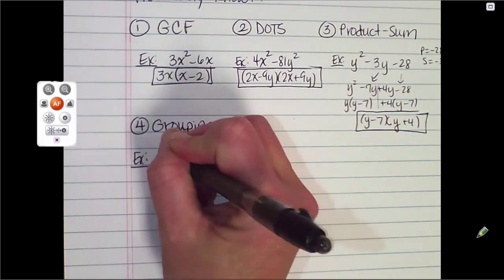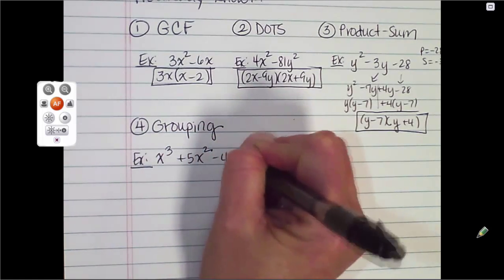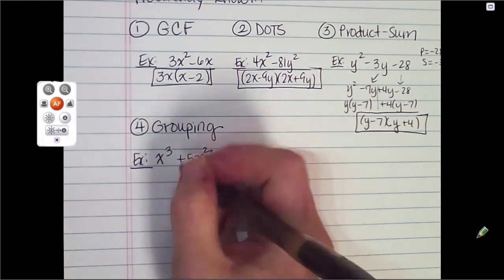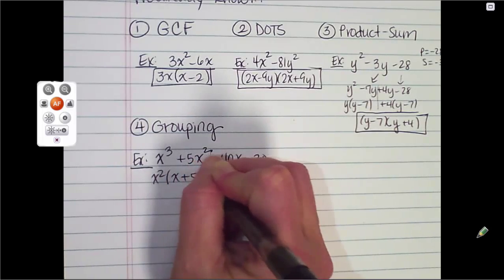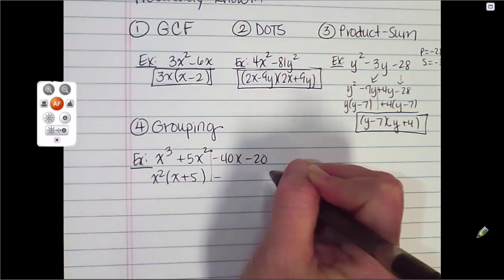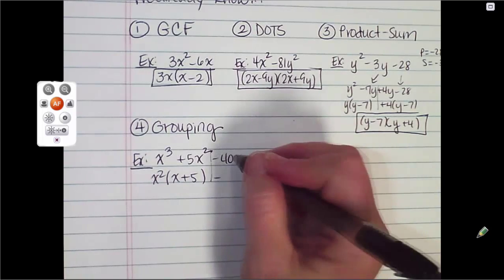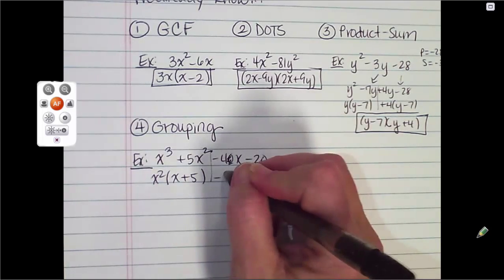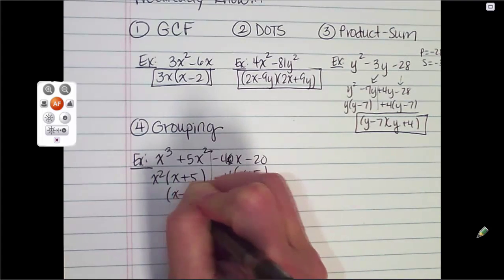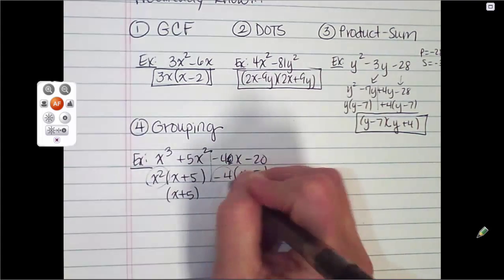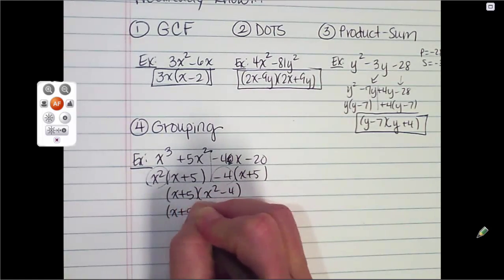In factoring by grouping, we already have 4 terms. For example, we could have x cubed plus 5x squared minus 4x minus 20. So we automatically split the middle and take out a GCF on each side. On the left, that's x squared, and I'm left with x plus 5. On the right, it would be negative 4, and I'm left with x plus 5. So my factors are x plus 5 and x squared minus 4.